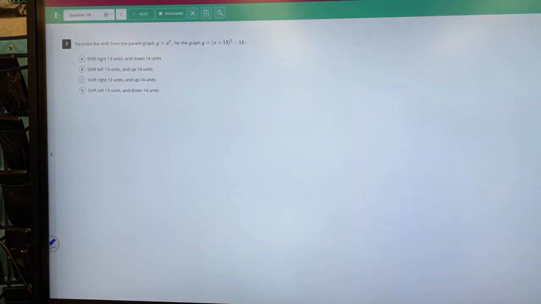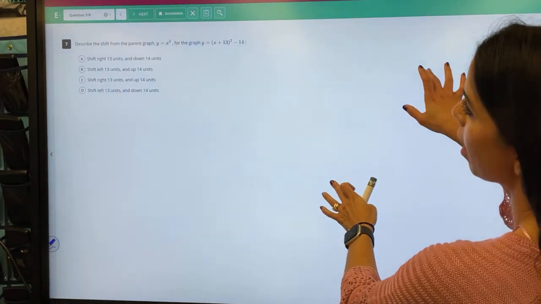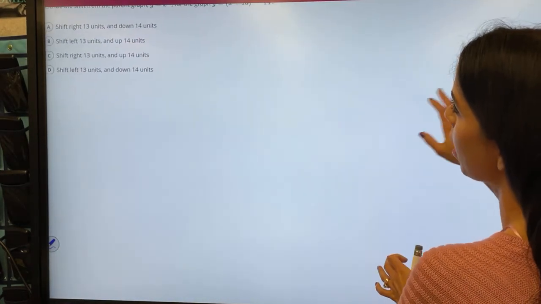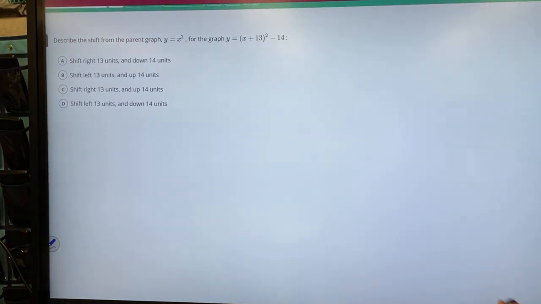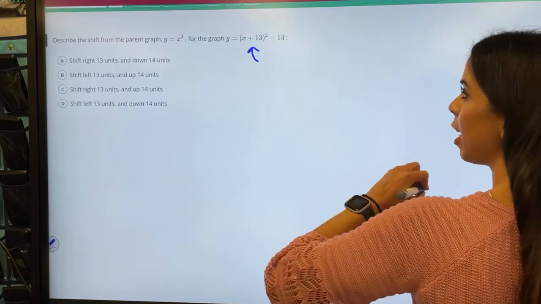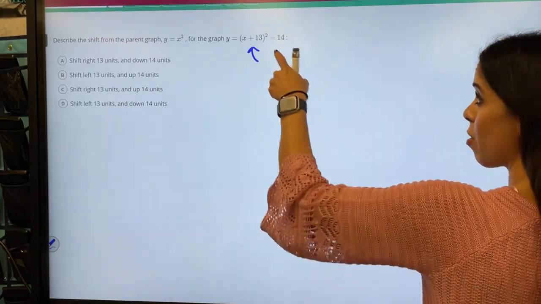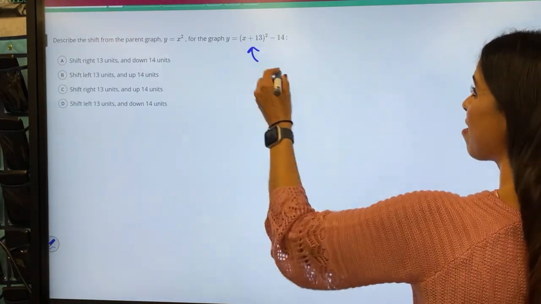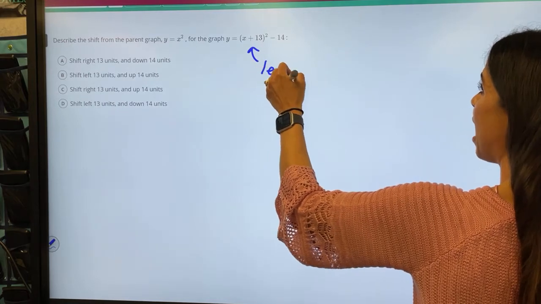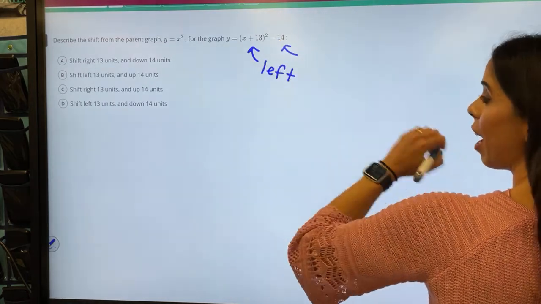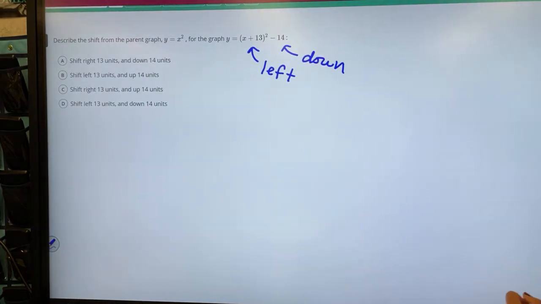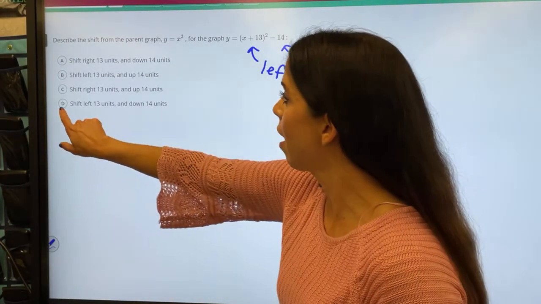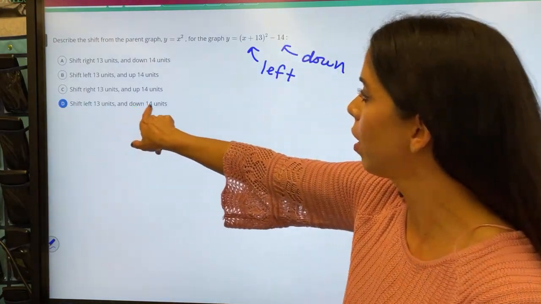All right, number 7, it says describe the shift from the parent graph of y equals x squared for the graph y equals quantity x plus 13 squared minus 14. So this plus 13 means normally it's a minus sign, so to change to a plus means that 13 must have been negative, so we are going to the left, and minus 14 outside means we are going down. So left 13 and down 14, that is letter D. Left 13, down 14.